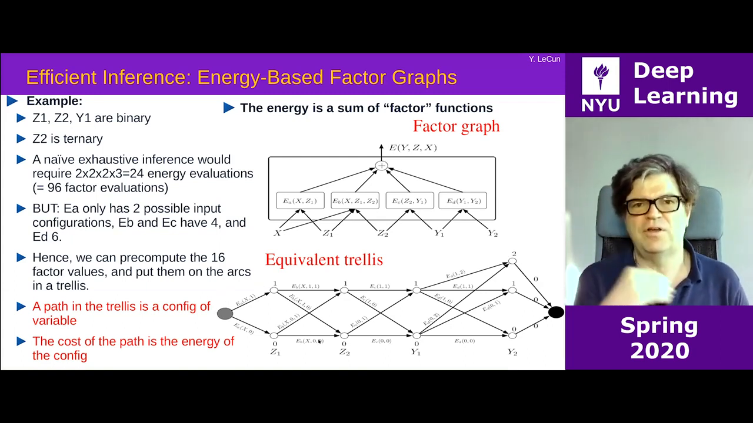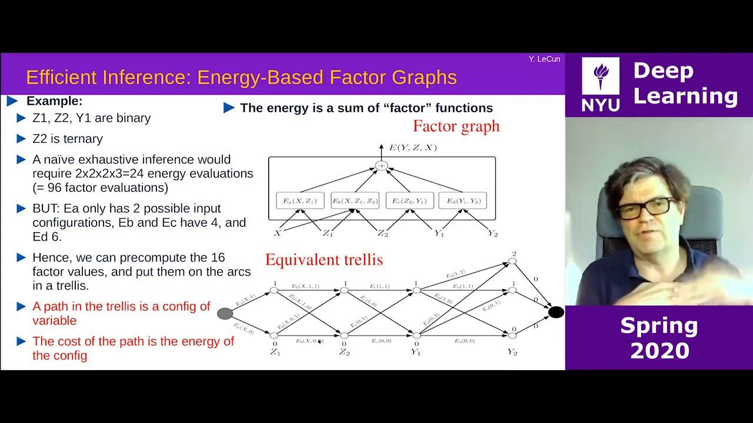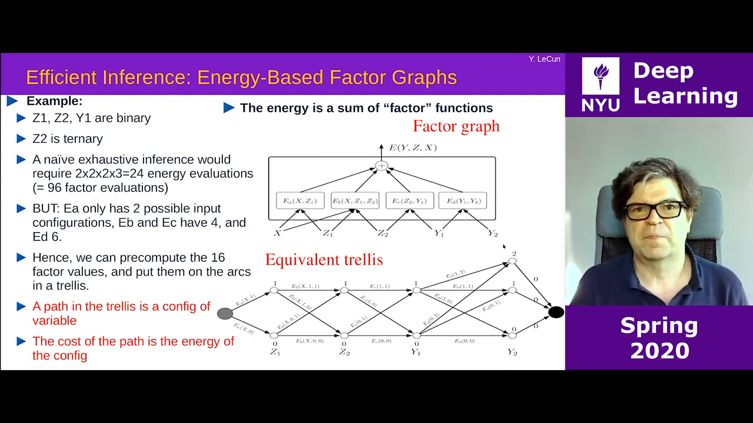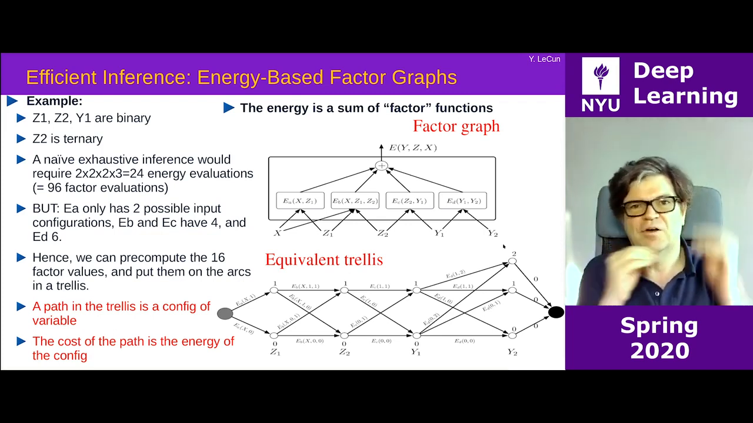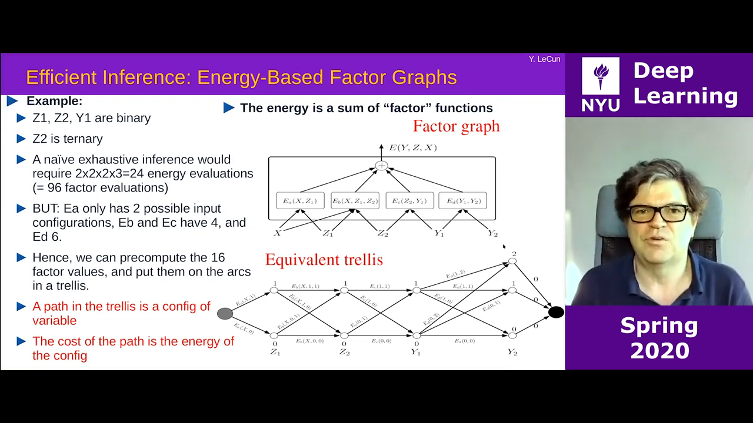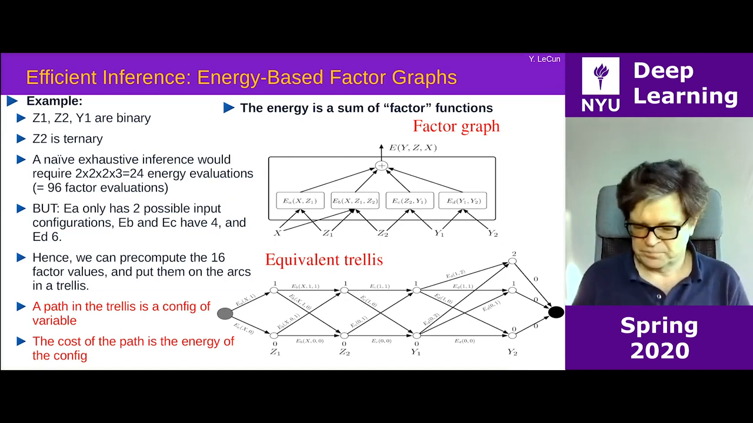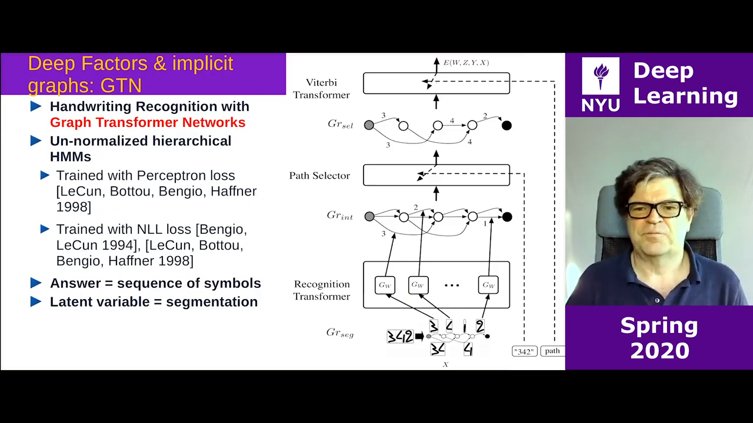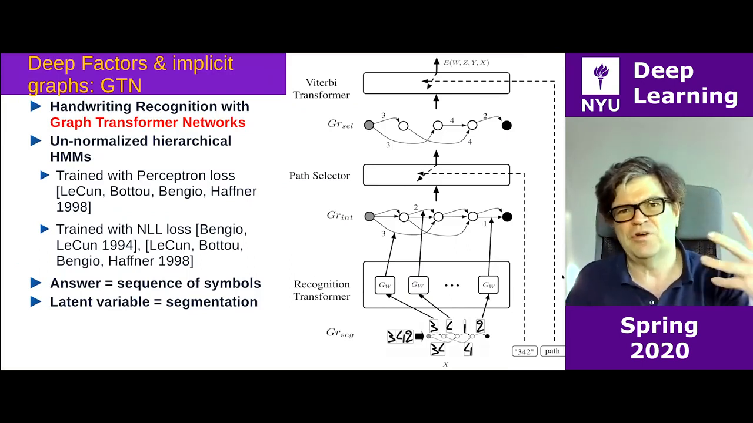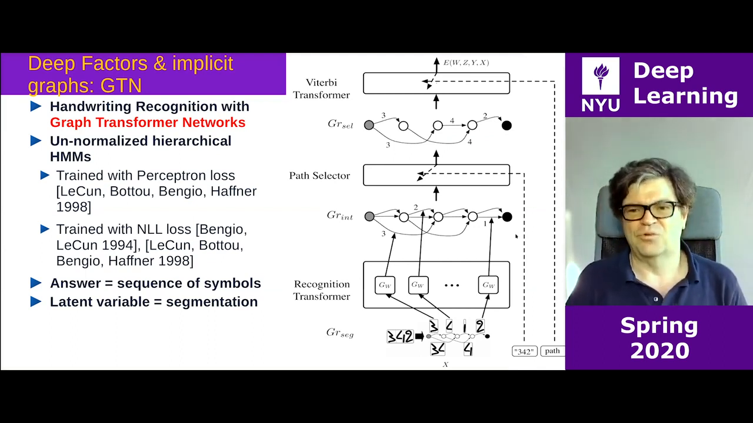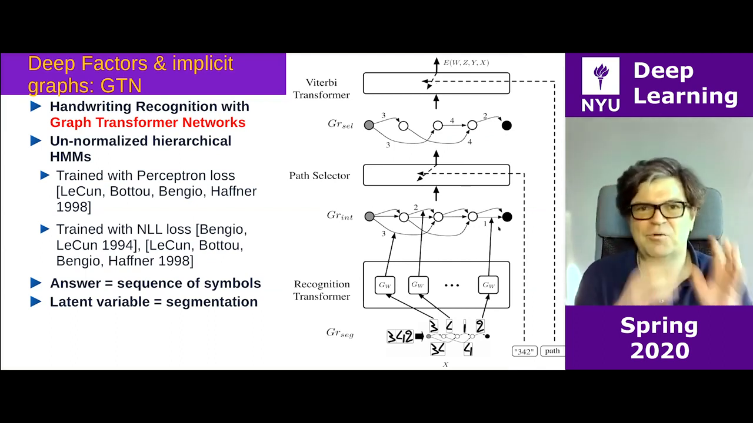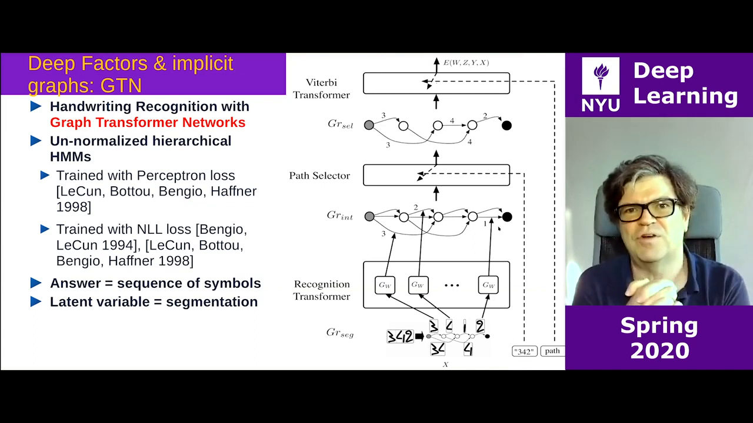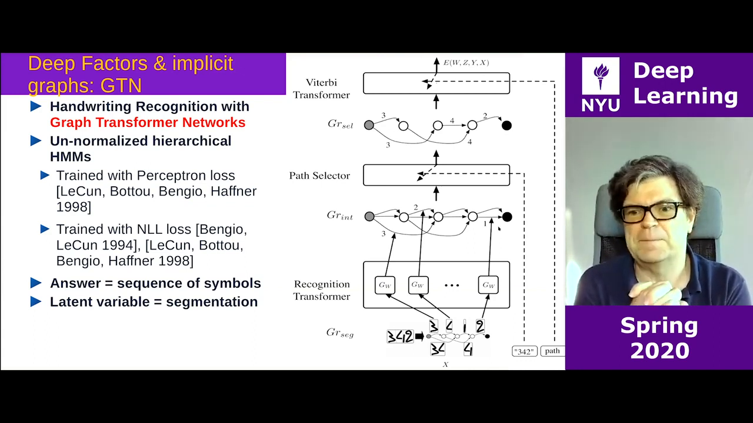A graph like this, you can think of as representing a list of energies for every possible configuration of the variables of interest. It's a compact way of representing a list of energies for all configurations of the sequences of symbols. So what if I build a neural net so that the internal states of that neural net are basically those graphs? And the graphs are just, again, I repeat, a compact way of representing a list of energies for every possible configuration of the variables of interest. Nothing more. Okay?